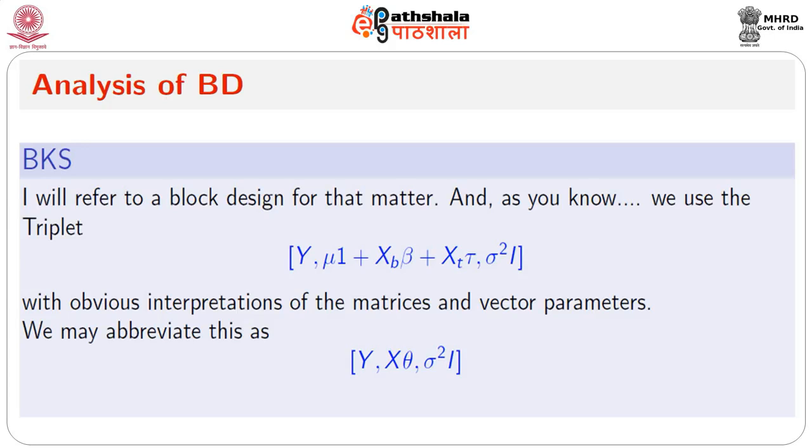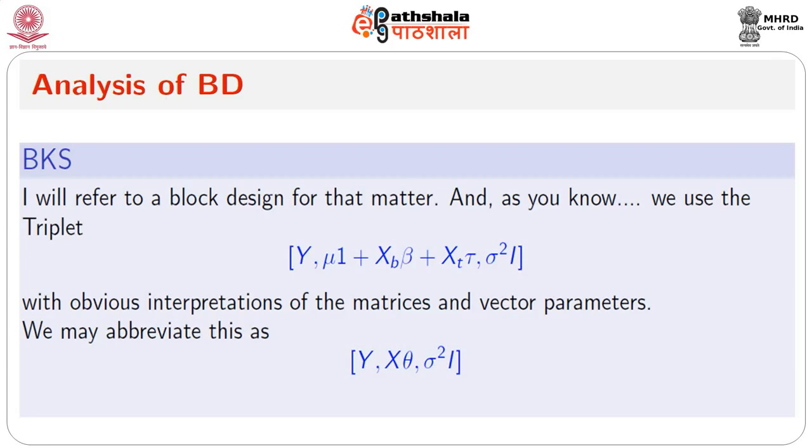As you know, we use the triplet: y, the vector of recorded observations as a column vector, then the model expectation of y, mu times 1 plus Xb times beta plus Xt times tau, and then sigma square I. Sigma square I refers to the distribution of the errors. And mu times 1 is the vector of all ones, that is the constant general mean. Xb times beta refers to the block parameters. Xt times tau refers to the treatment parameters.